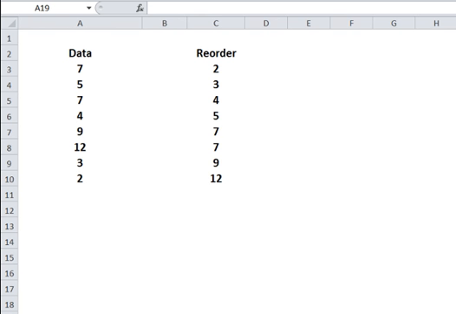So let's say we have a set of numbers here, and then we reorder the numbers. So I'll just put the cursor onto the screen. Here's our set of numbers. It's in the A column, and we reordered them, so we have them in order of magnitude.